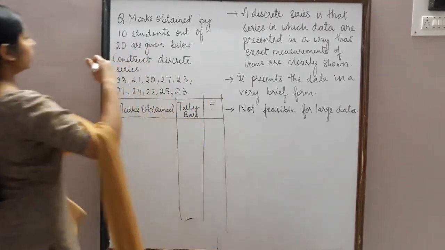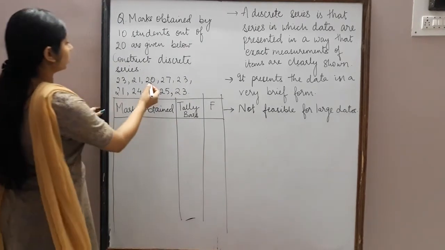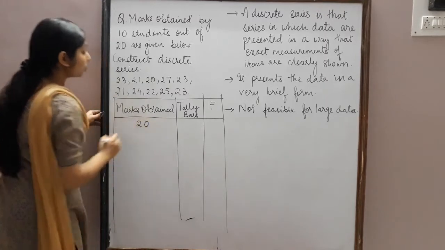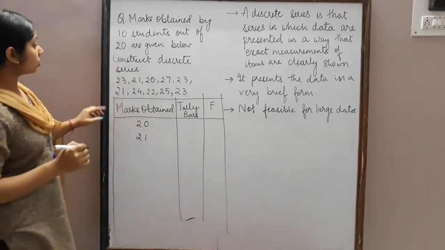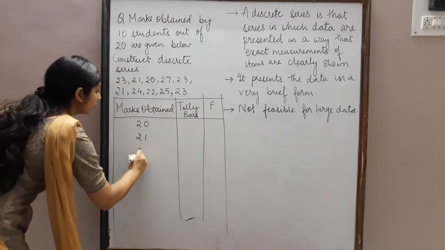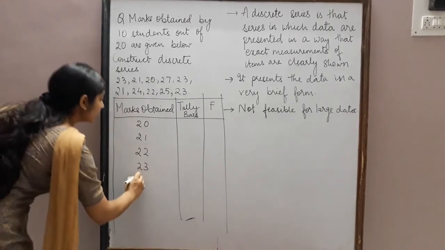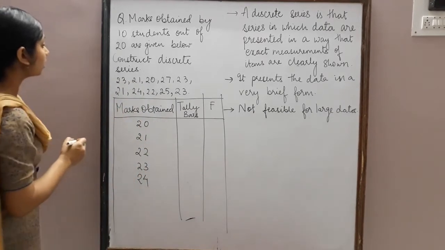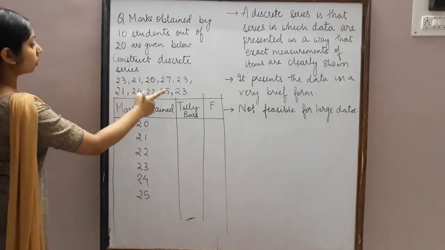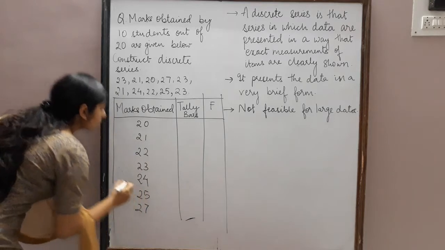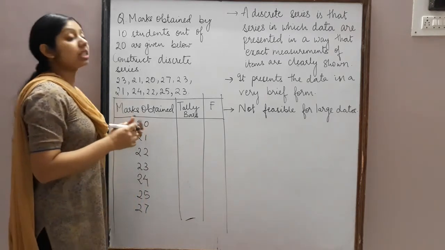Now first let us see with which number it is starting. You can see it is starting with number 20. Then which number do we have? We have number 21. Do we have number 22 anywhere? Yes, we have 22. Then 23 is present. Then 24 is present. And 25 is there. Then 26 is not there. 27 is present. Right.